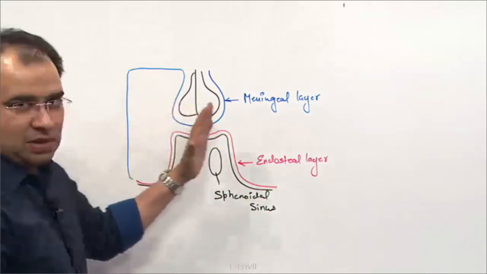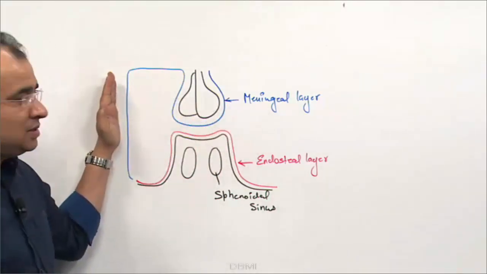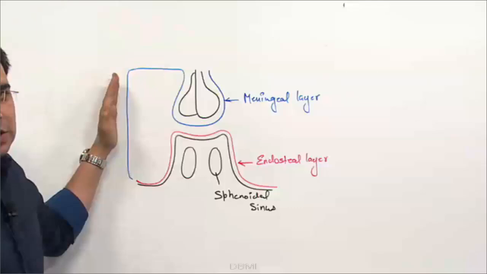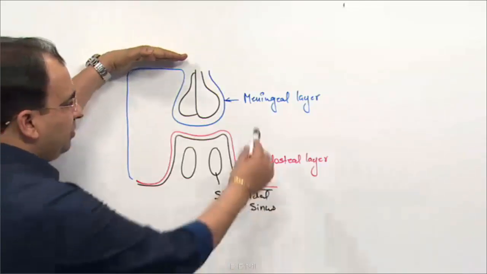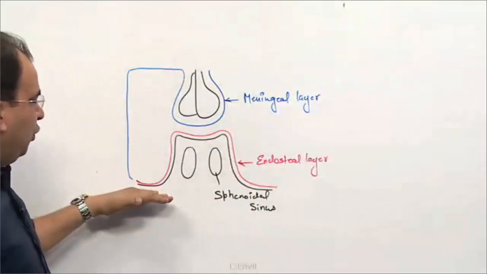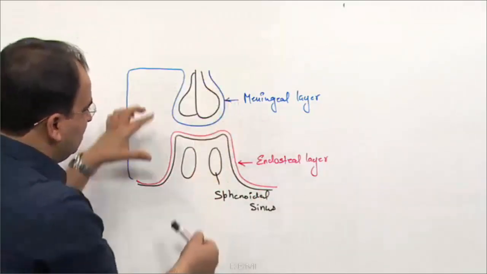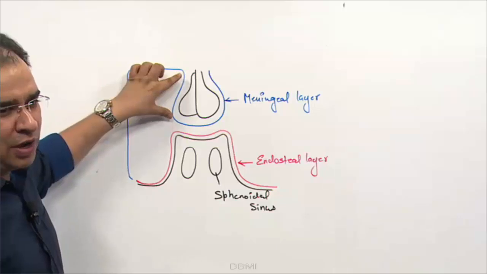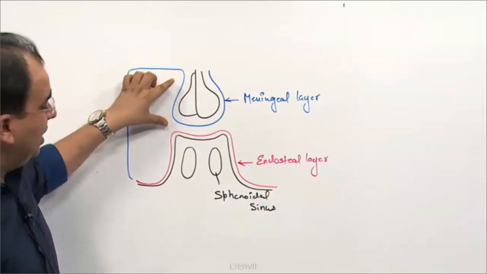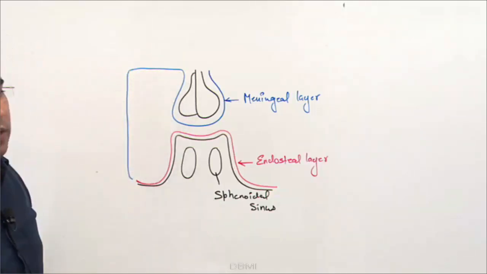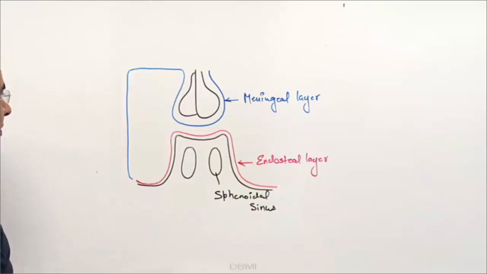Now what you can see from this, that the lateral wall of cavernous sinus is made up of what layer? Meningeal layer. Roof is made up of meningeal layer. Floor is made up of endosteal layer, but the medial wall of cavernous sinus is made up of both. The medial wall of cavernous sinus is partly by the meningeal layer and partly by the endosteal layer of dura mater. This is about the wall.